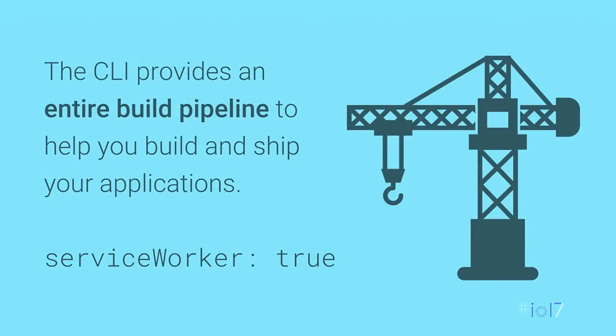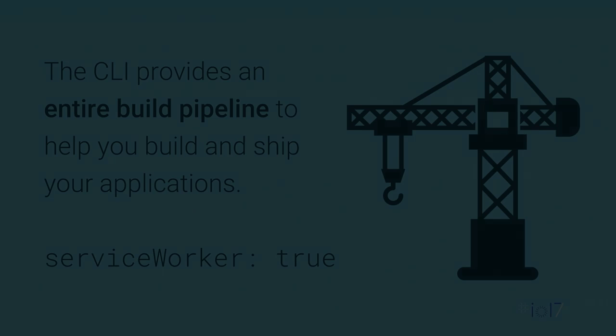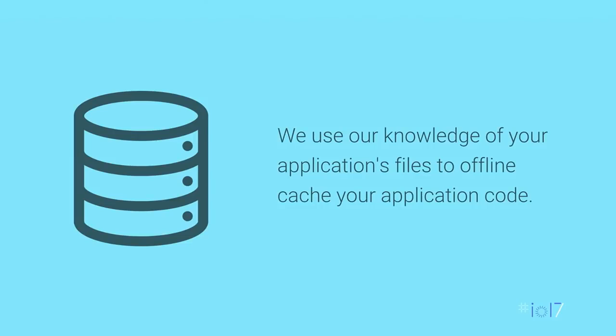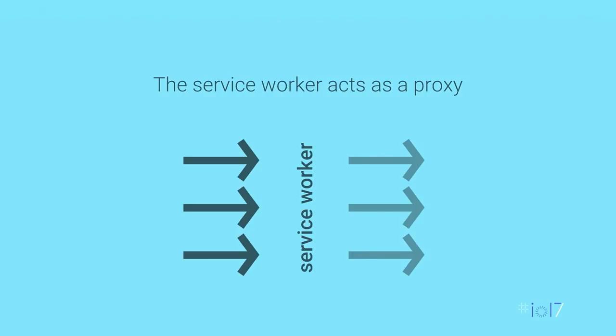So our story really starts with the service worker. When you look at what the CLI is doing under the hood, we're providing you an entire build pipeline for your application. And there's one flag right now in the CLI, service worker true, that adds a service worker automatically to your application. With that tooling, we're actually looking at your application code, looking at the code that's generated by Webpack, and then using that as the configuration for the service worker so we know which files we need to store offline in terms of your application code. Then, when the user is making requests to your application, the service worker lives in the middle of those requests and is acting as a proxy, so that instead of waiting for the server, you can actually respond immediately, giving a much faster experience for users.